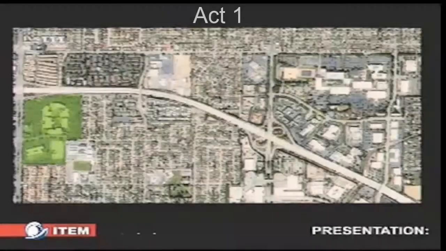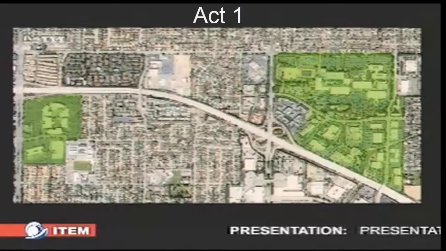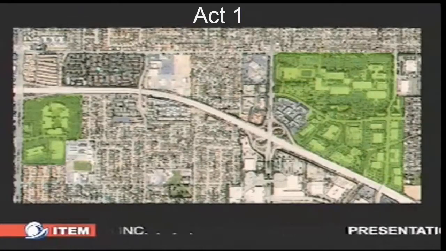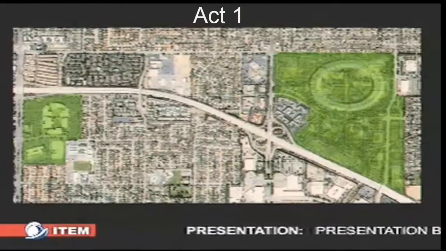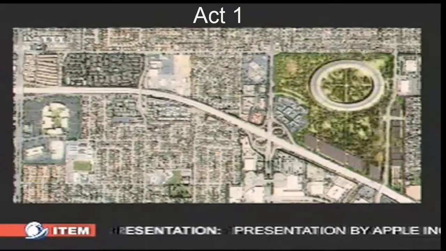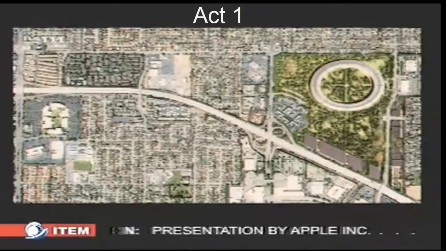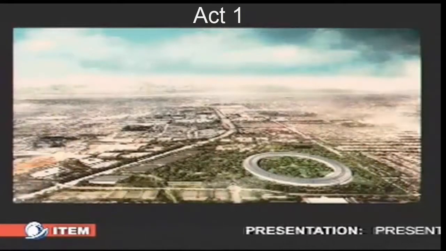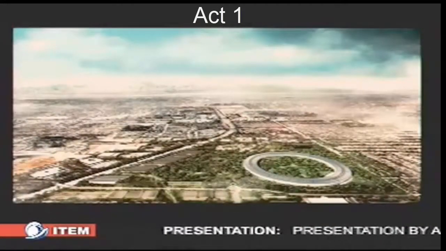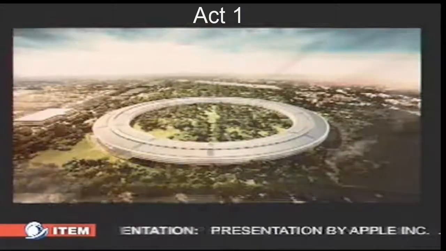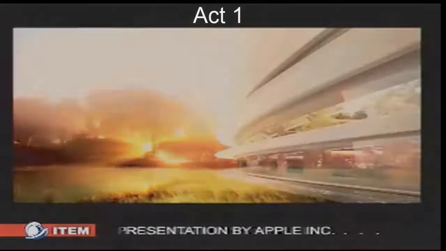Compound. And what we've done is we've bought this land right here. And the campus we'd like to build there is one building that holds 12,000 people. It's a little like a spaceship landed. But there it is. It's a circle.